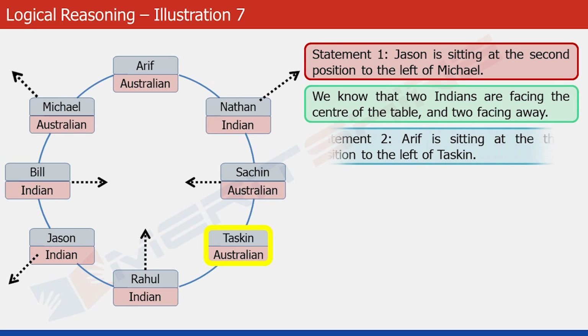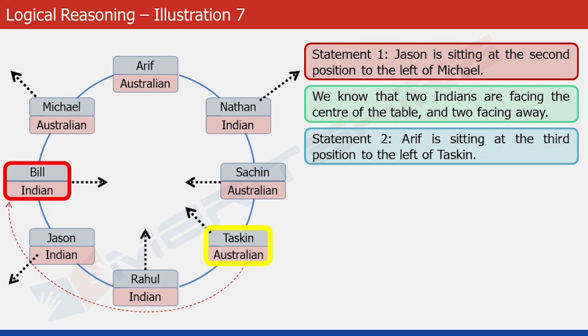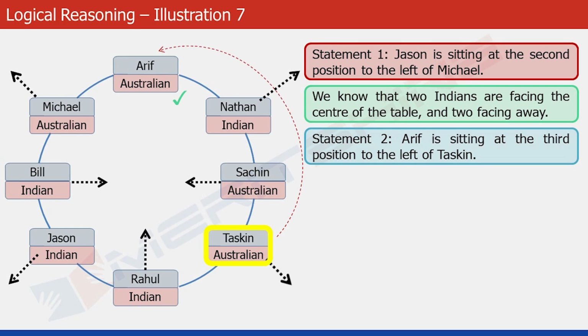Now let's look at statement 2. It says that Arif is sitting at the third position to the left of Tuscan. Again, we do not know in which direction Tuscan is facing. Let's assume that he is facing the center only. Then the third position to the left of Tuscan would be this cell, in which Bill is placed. So it's not possible for Arif to occupy it. It means that our assumption that Tuscan was facing the center of the table was incorrect. He must be facing away from the table. Now if we check third position to Tuscan's left, it's Arif only, the way it should be. So the arrangement now is absolutely correct.